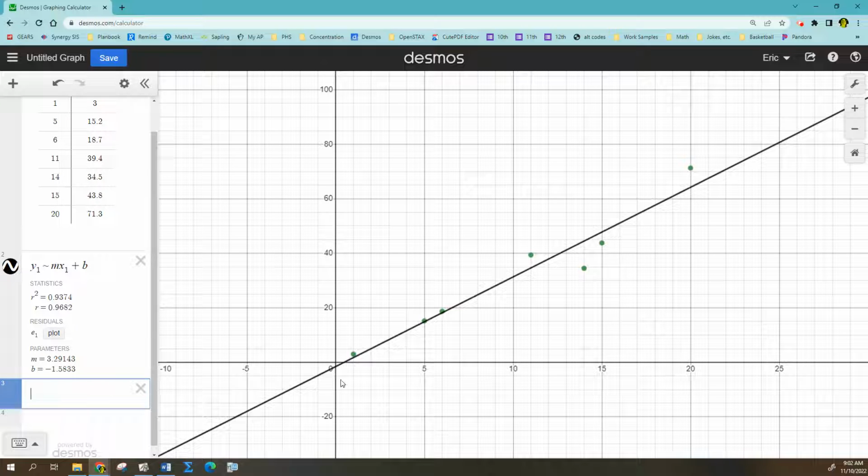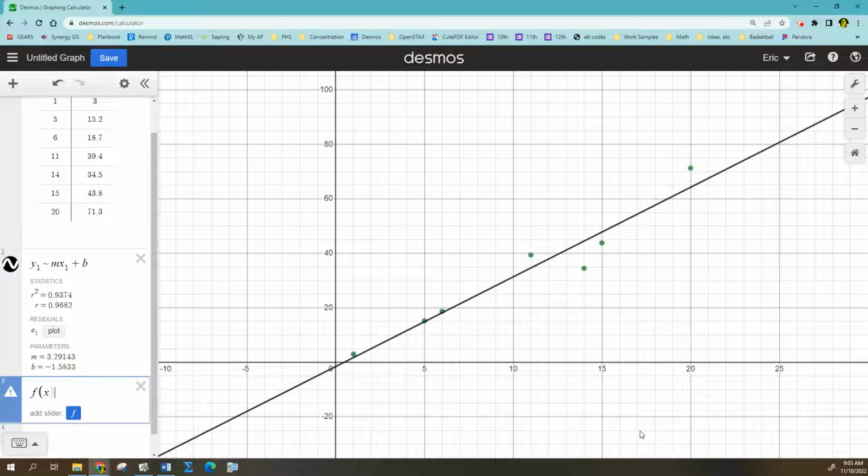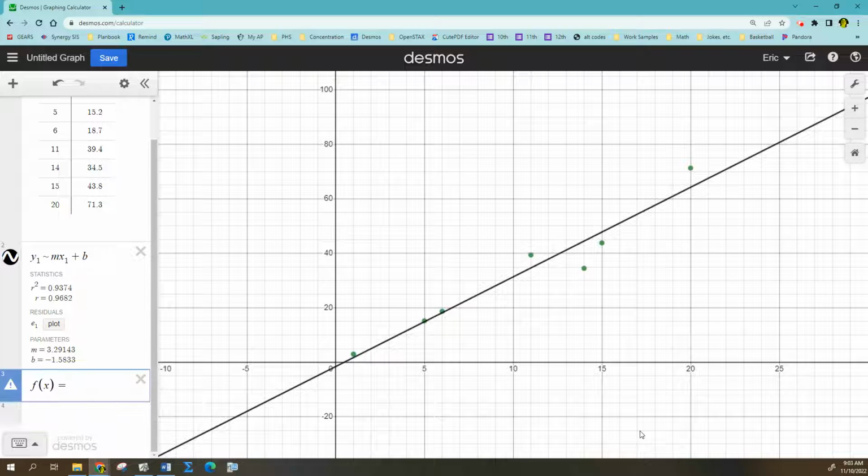But in Desmos, I have the ability to do that very easily. I can turn this into a function. So I could write this as f of x. I'm going to use function notation. f of x equals mx plus b. And look, it's the same exact line, isn't it? Right? Because m and b were already calculated above when we did the regression.